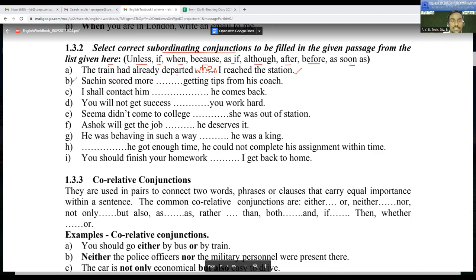And next, number B, Sachin scored more dash getting tips from his coach. After. Yes, here you are going to choose after. After getting tips from his coach. Number C, I shall contact him dash he comes back. If. If he comes back.